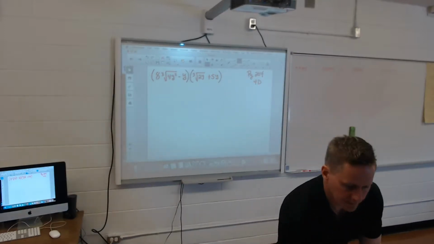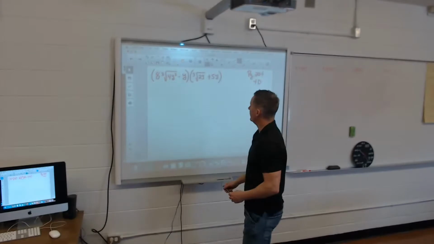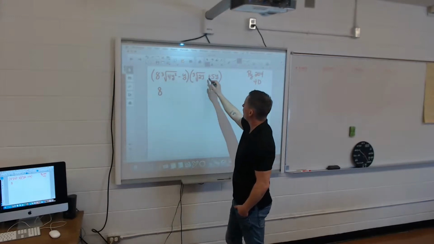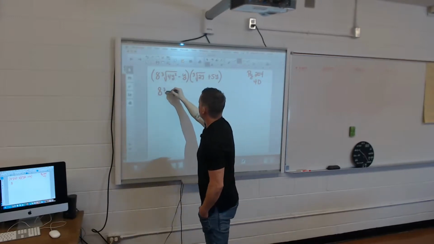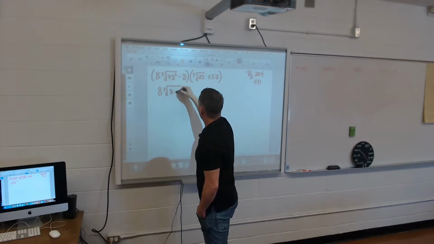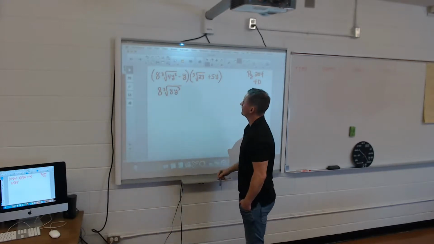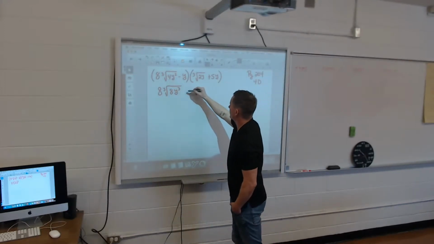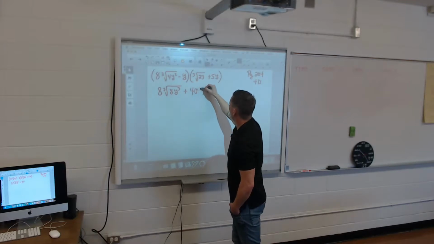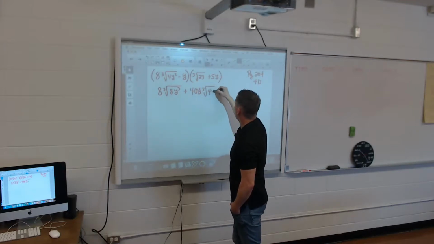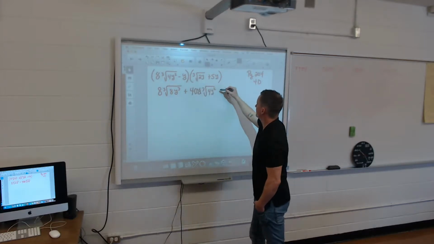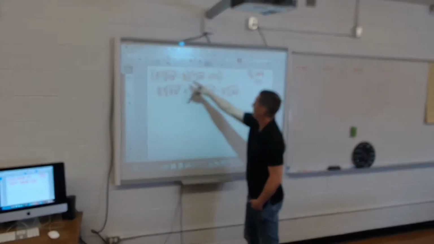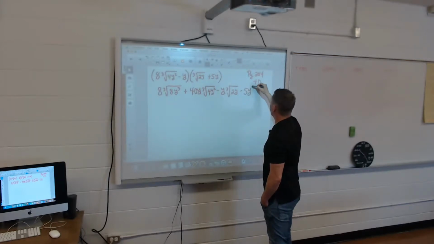Okay, so I got to FOIL this. Okay, so 8 times that is 8. Cube root 4y squared times 2y is going to give me cube root 8y cubed. Okay, so that's this times this. Going to multiply that by that, so that's going to give me plus 40y cube root 4y squared. This times this is minus y cube root 2y. And then that times that is minus 5y squared.